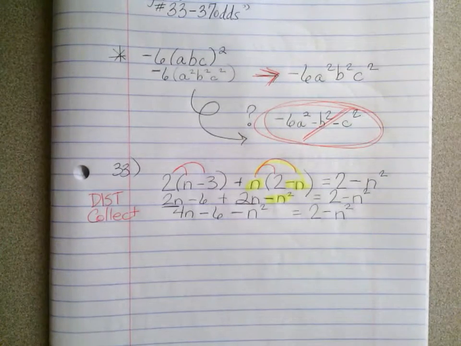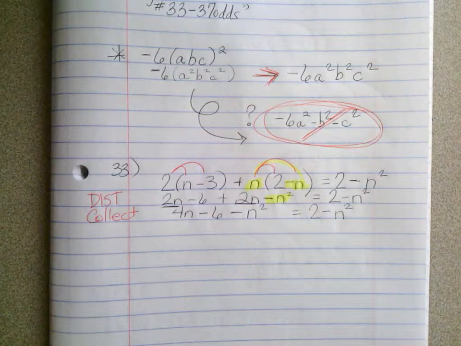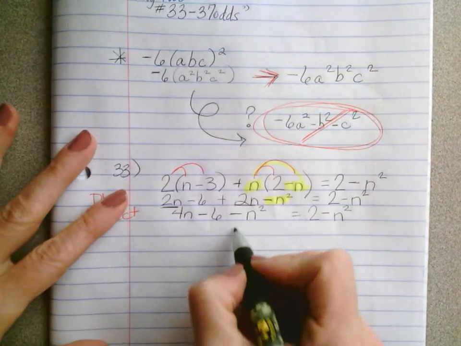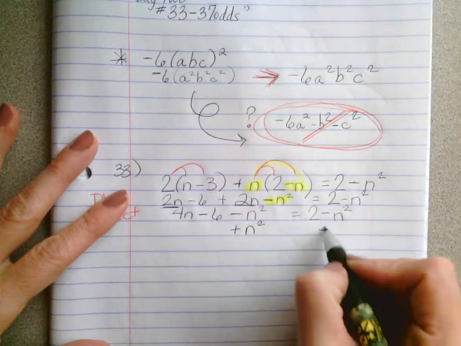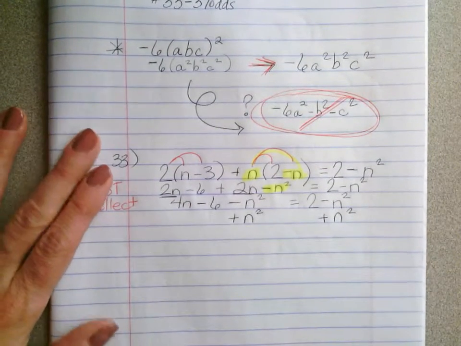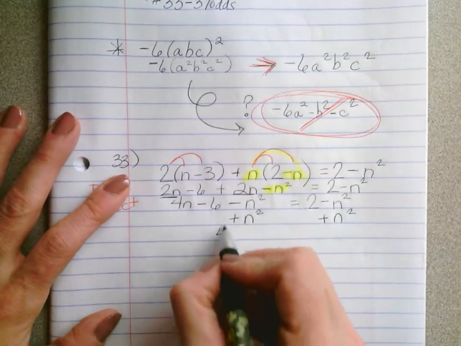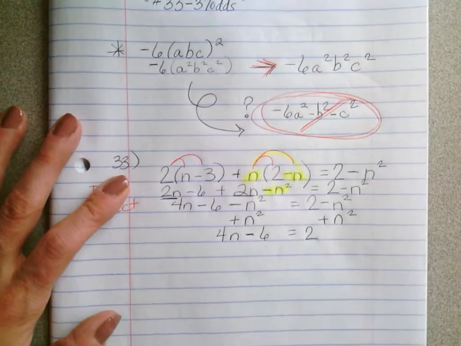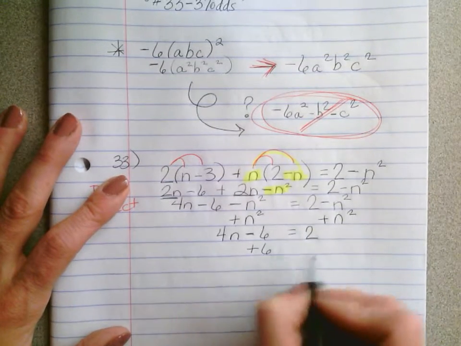Once you've collected like terms, your goal needs to be to get a single variable on one side and a numeric answer on the other. So let's start working that system. Add your n squared, and what that's going to do is cancel it out. It's going to really clean up the equation for you and eliminate any concern you might have had. Can you solve it from here? Easy peasy.